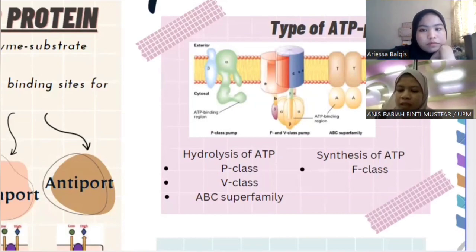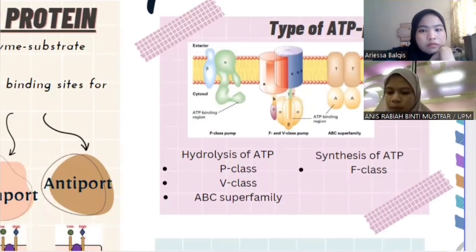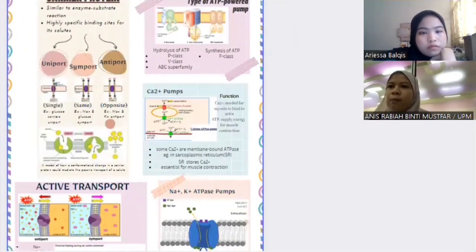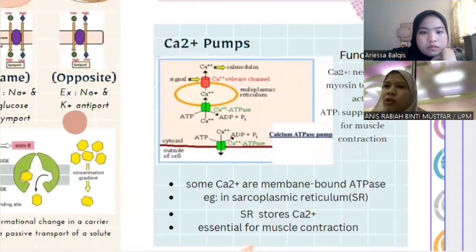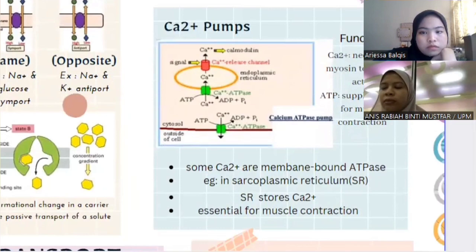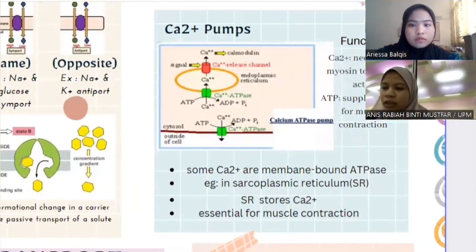So the next part is the Ca2+ pumps. The Ca2+ pump is a P class pump. Some of the Ca2+ pumps are also membrane bound ATPases. It is important for eukaryotic cells to maintain a very low Ca2+ concentration in their cytosol compared to the much higher extracellular concentration of Ca2+.